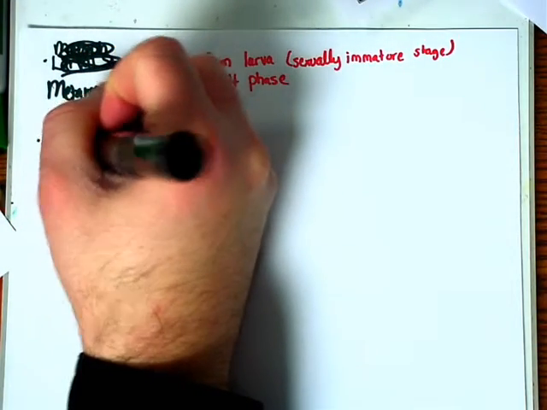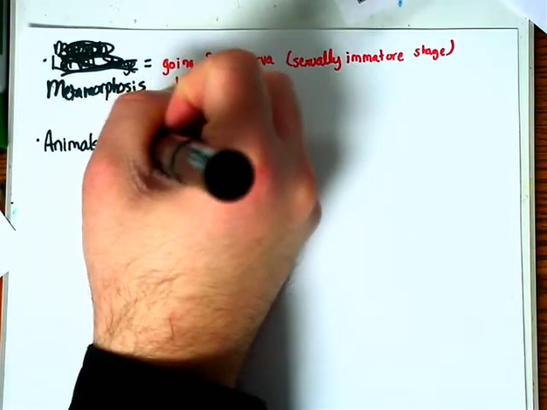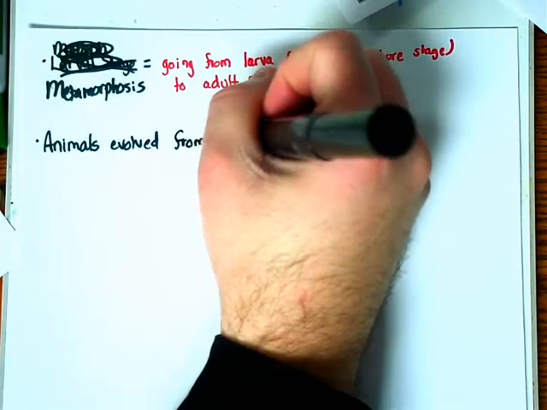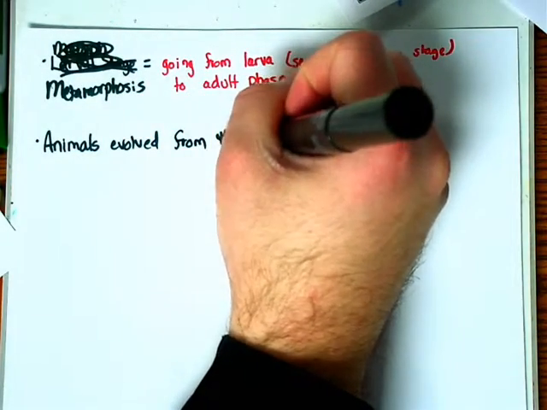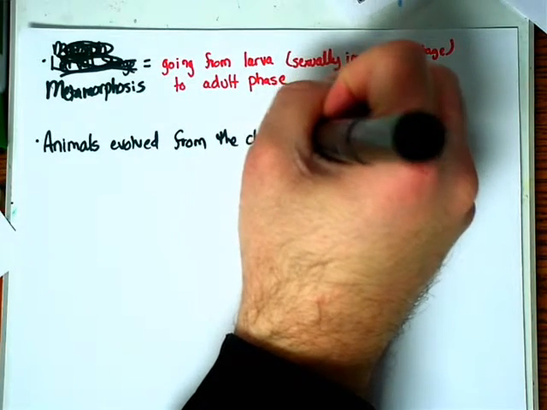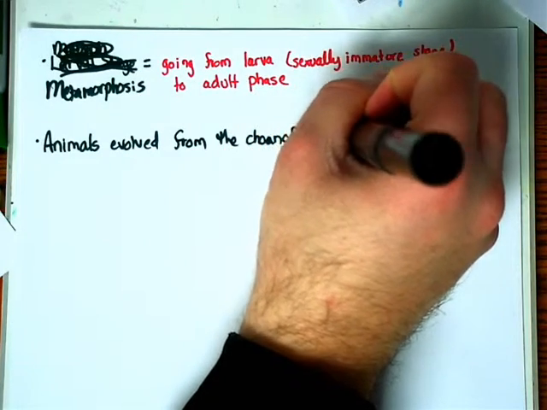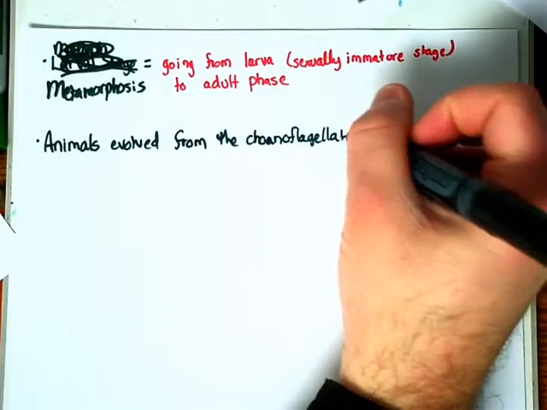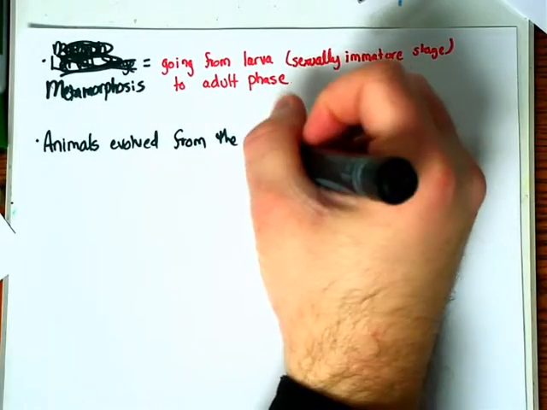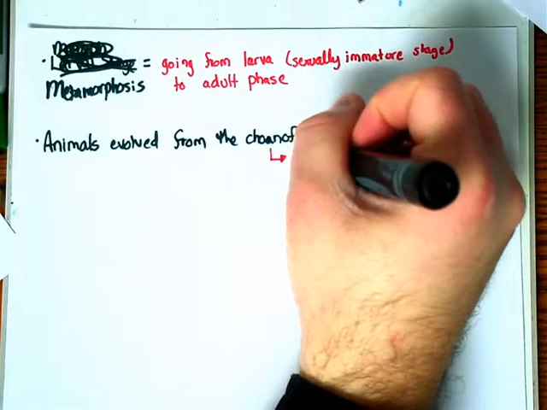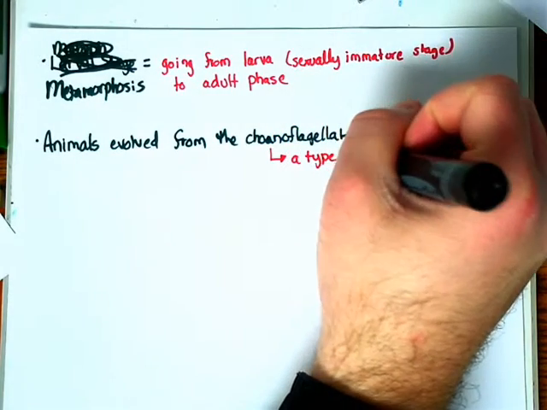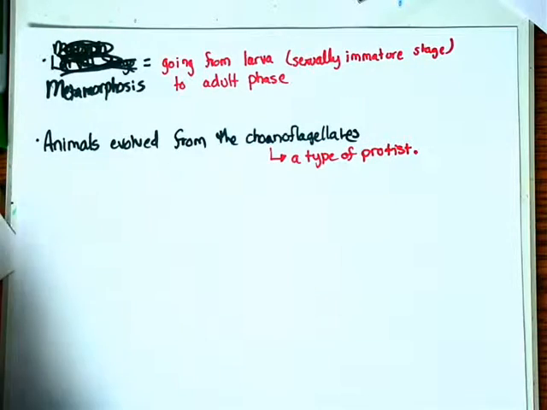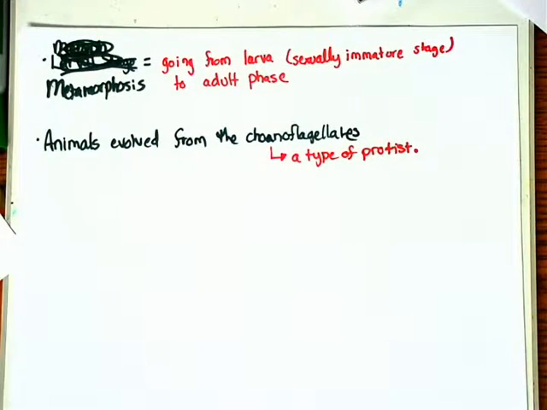Animals is a group evolved from the choanoflagellates, which are a type of protist. So our ancestors are traced back to the Protist kingdom, or what used to be the Protist kingdom.